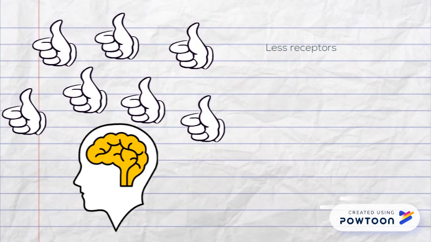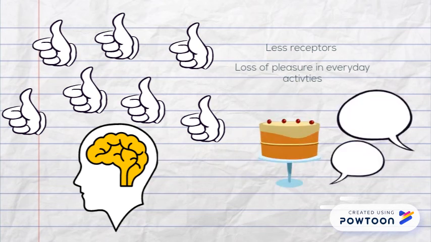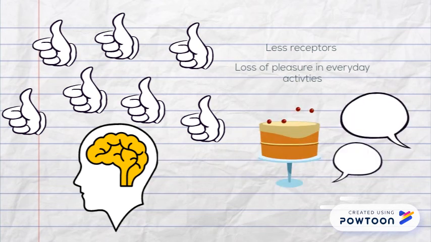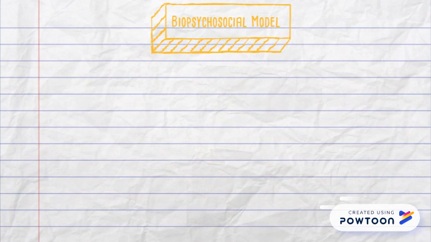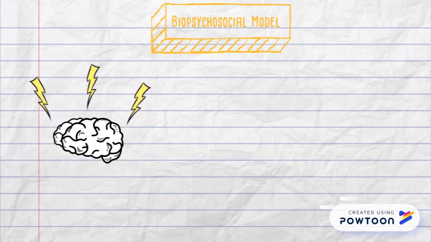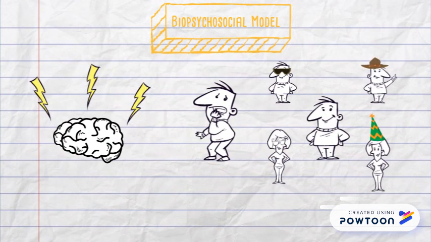As well, it dulls Jim's response to everyday activities like eating a great slice of cake or having a chat with friends. The biopsychosocial model takes an all-encompassing view, one that investigates the biological, psychological, and social aspects of addiction.